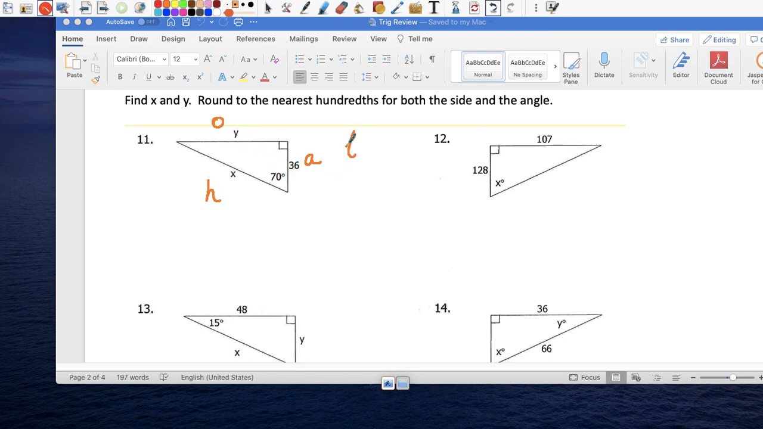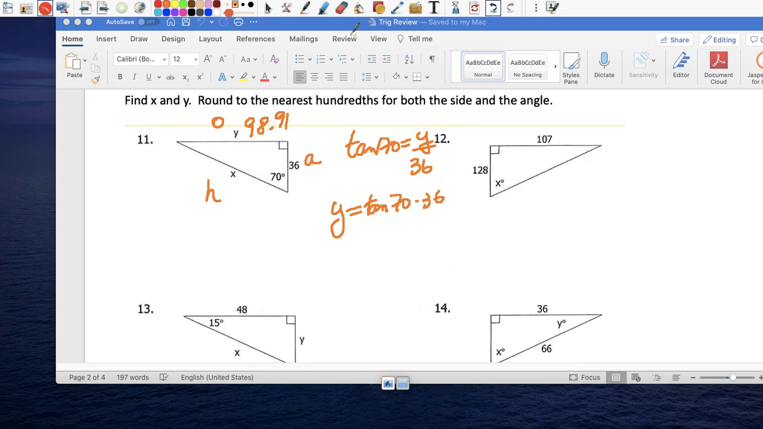So to find y, we're going to get tan of 70 is the opposite, which is y, over the adjacent, which is 36. If you cross multiply, you get y equals tan of 70 times 36, or 36 times tan of 70. And that's going to give us 98.91. That's the length here.